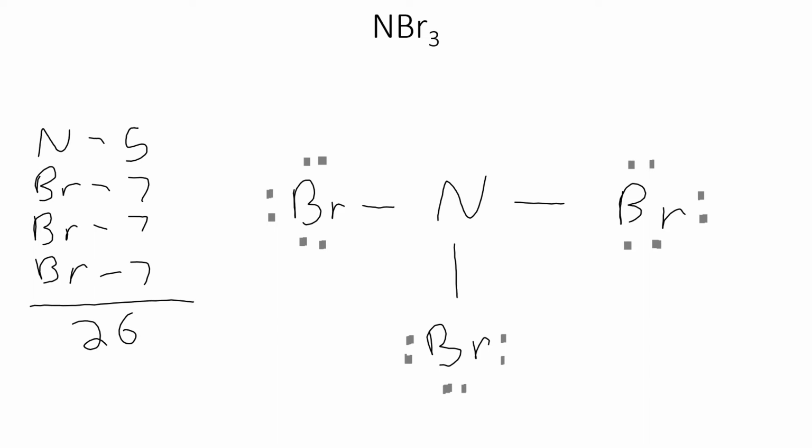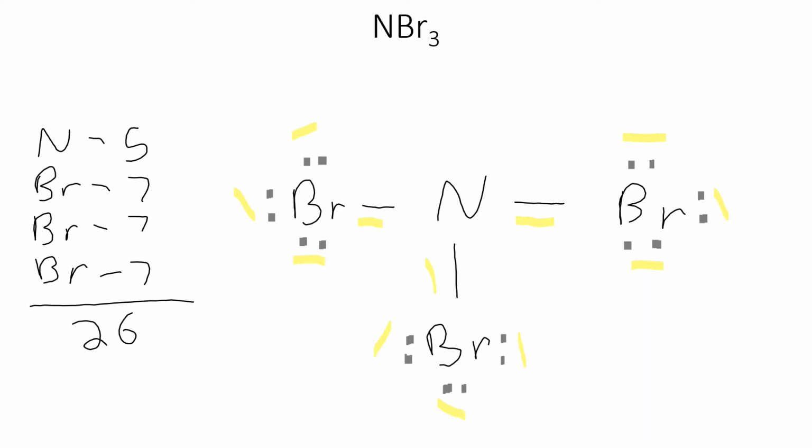And our first check is to check for our total number of electrons. We counted out 26 in our first step. Do we have 26? Well, 2, 4, 6, 8, 10, 12, 14, 16, 18, 20, 22, 24. The answer is no. We only have 24 electrons in our structure. We need 26. That check is failing.